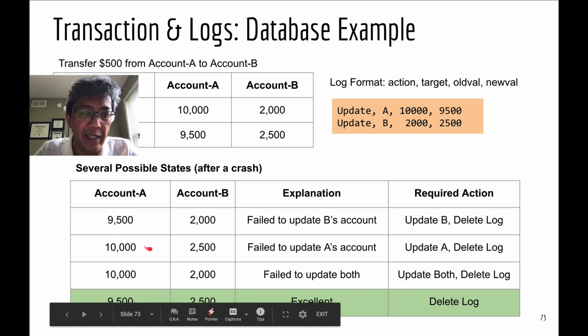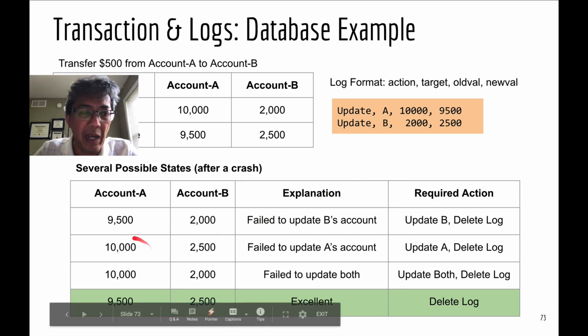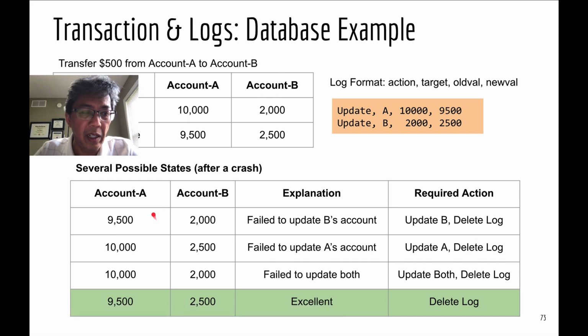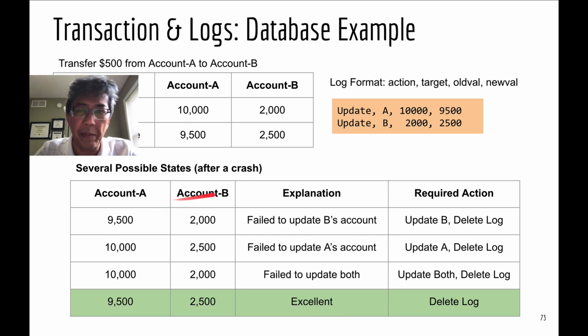And then the second possible state is when the balance in A is 10,000 and balance in B is 2,500. Again, by comparing the two numbers with the log entries, we know that A's account was not updated correctly. Then the action is just to update A's account and then delete the log. And the third state is when both accounts of A and B are not updated correctly. And again, by comparing the two values between the actual number in the table and the numbers in the log record, we know that we do have to update the two accounts to reflect the transfer.